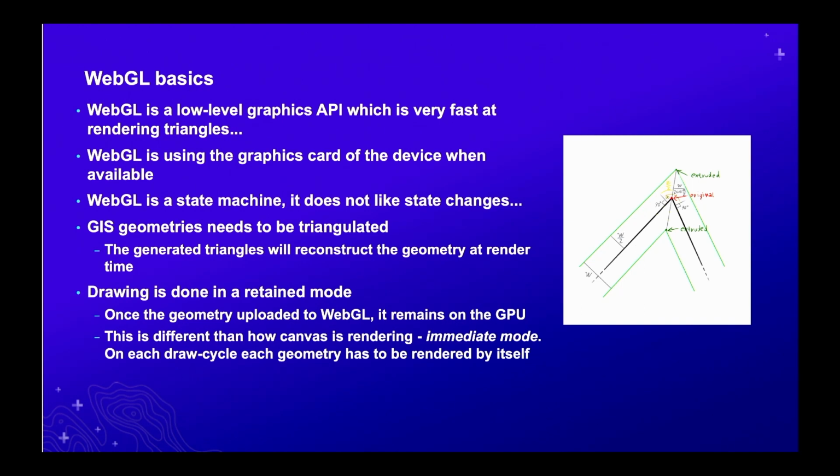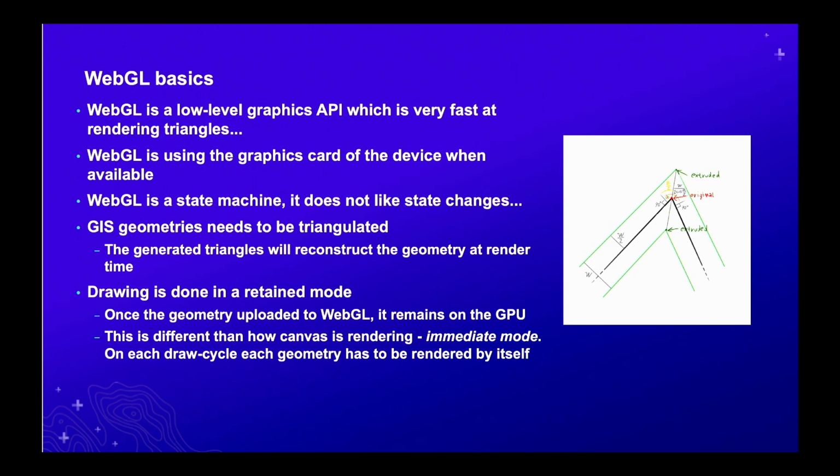It is a big state machine and it does not like state changes, meaning that if you bind resources or change things like blending off and on, it just doesn't like doing that very often. Like rendering, for example, a polygon, then a point. Exactly. It doesn't like changing all of this.